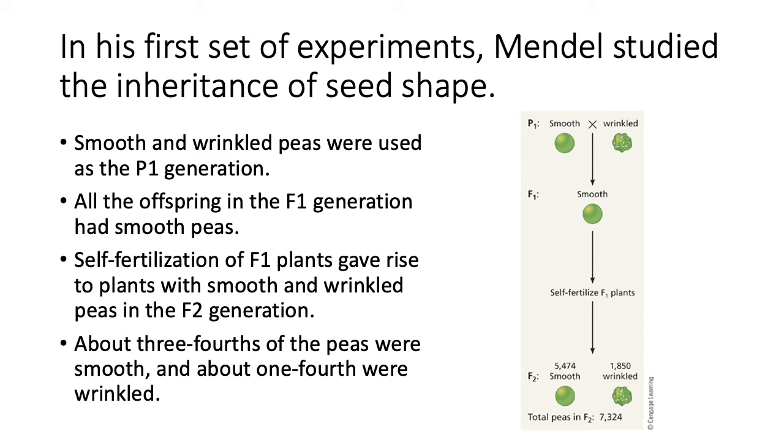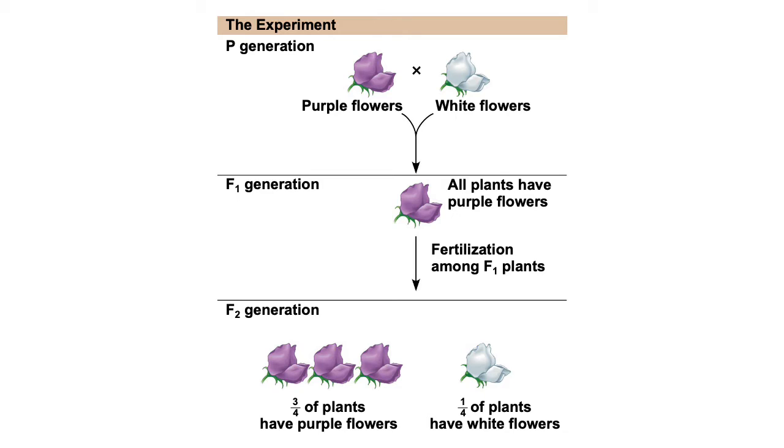You can carry a trait and not express it, and that trait can then be carried on to the next generation. And so here's another example. Let's say you have two types of flowers. You have a parental flower. Let's say these are females that are purple and males that are white. And so you can cross these two flowers, and the F1 generation, in this case, would have all purple plants.